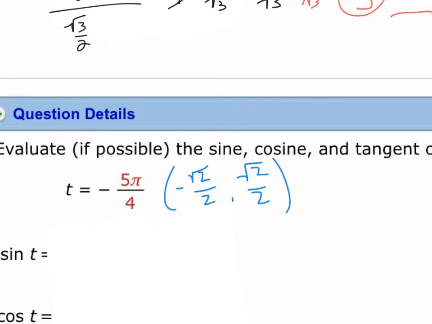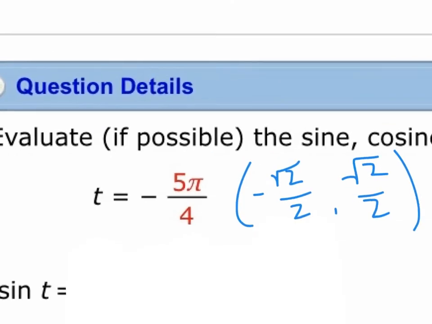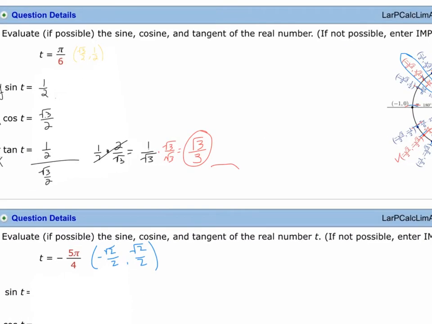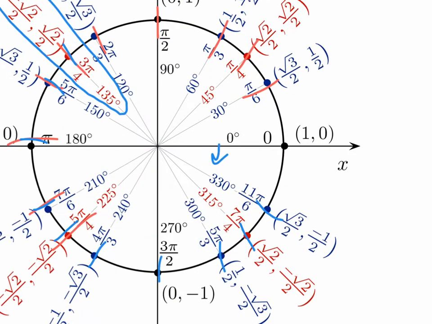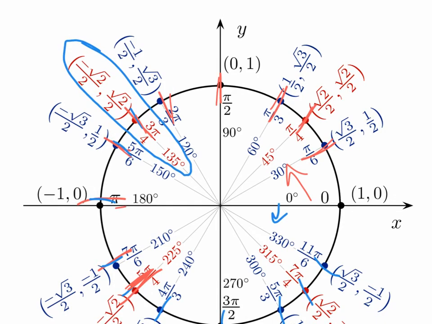Yes, sir? Why did you go 10 spaces? Because 5 pi over 4 originally, if I started here and went in the positive direction to 5 pi over 4, it's 1, 2, 3, 4, 5, 6, 7, 8, 9, 10 spaces. But since they told me it was negative, you go however many spaces it is, but the opposite way. Yes, ma'am? Correct. Actually, negative 5 pi over 4, the equivalent is positive 3 pi over 4.